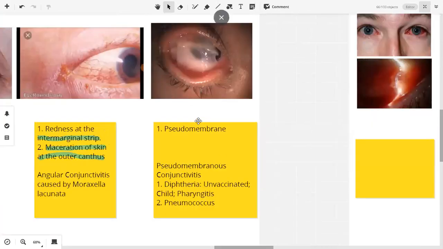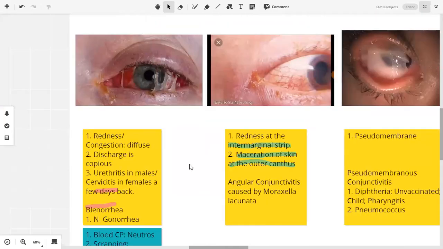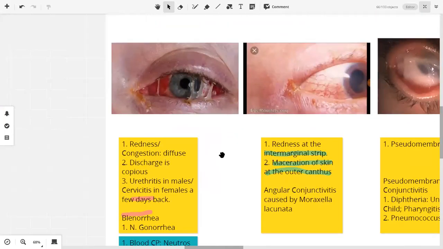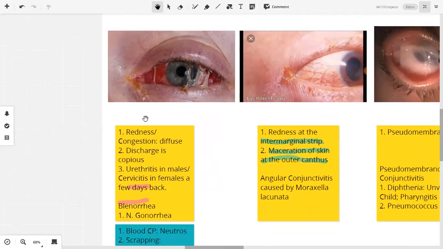Now I'm going to revise all of the three once again. In our case of acute blenorrhea, there will be a patient who will have the typical symptoms along with redness, diffuse congestion. His discharge will be copious. This is very important. You have to remember this. Copious discharge in the terms that आंखें साफ करता है फिर दोबारा discharge आ जाता है.